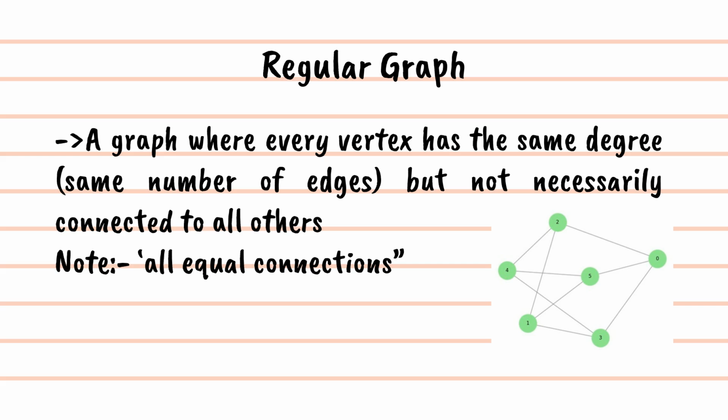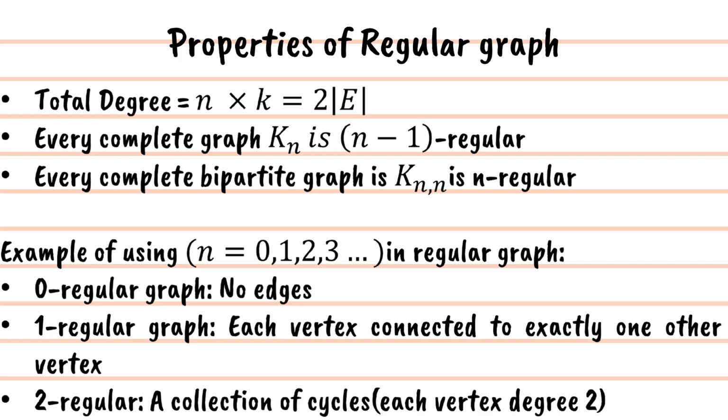A regular graph is a graph where every vertex has the same degree, meaning the same number of edges, but not necessarily connected to all others. This is known as all equal connections. For a regular graph, the total degree is n times k, which equals 2 times the number of edges. A complete graph is n minus 1 regular, and a complete bipartite graph Kn,n is n regular. Examples include 0 regular graphs with no edges, and 2 regular graphs forming cycles.